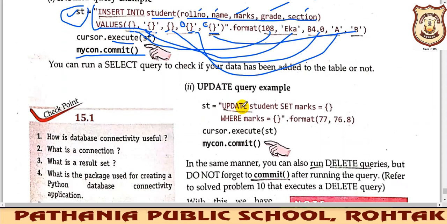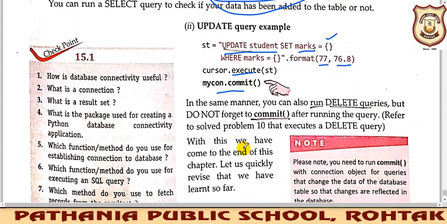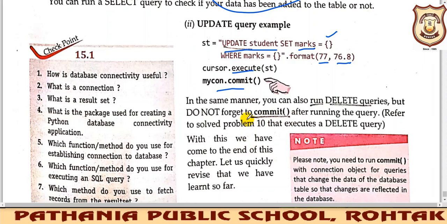Similar is the case with the update statement. If you want to update a student table field, like we want to change the marks, set marks this where marks this, meaning if the marks in the previous record are 76.8, then we want to make it 77. In this way you can update the marks of the student. Then you will execute it, and finally you will commit it. Commit means you need to save it. After the commit function, your data gets saved properly in your database.